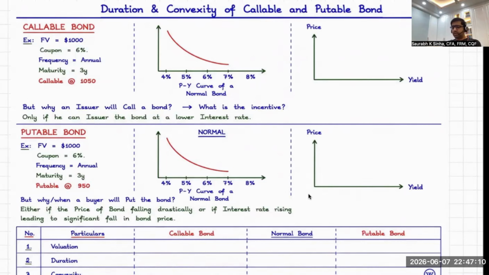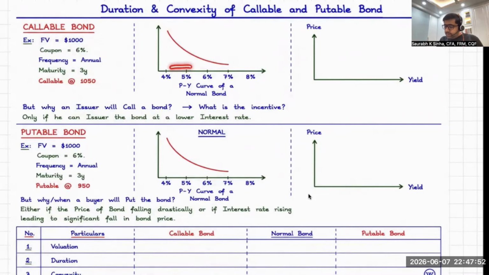Okay. So let's start with our first example on the callable bond. So in callable bond, we have face value 1000, coupon 6%, frequency annual, maturity is 3 year, and it is callable at 1050. Now, so you understand. If this bond would have been a normal bond and there is no callable feature, then this would be the price yield curve.